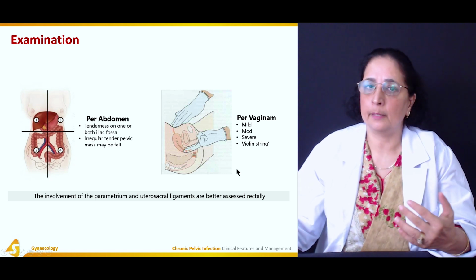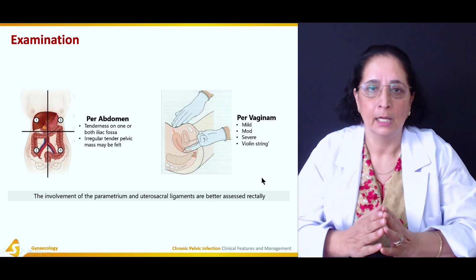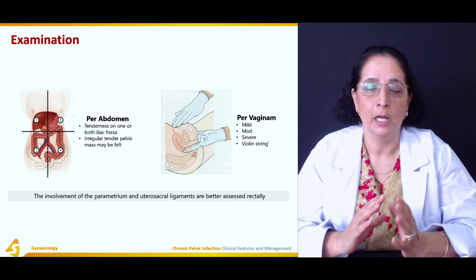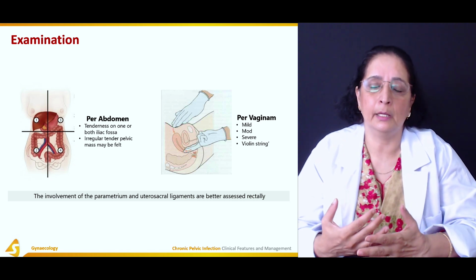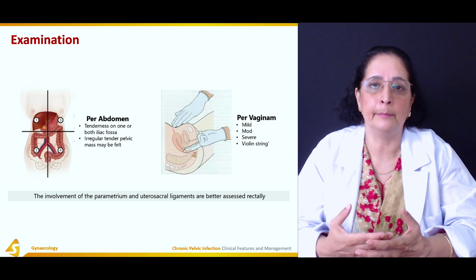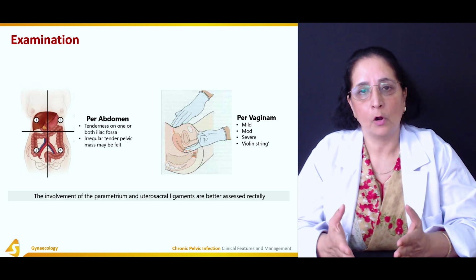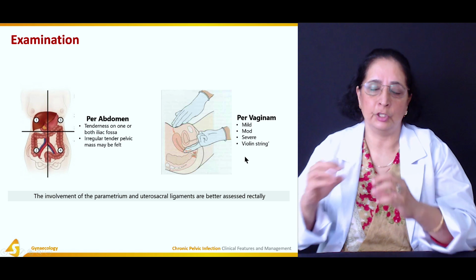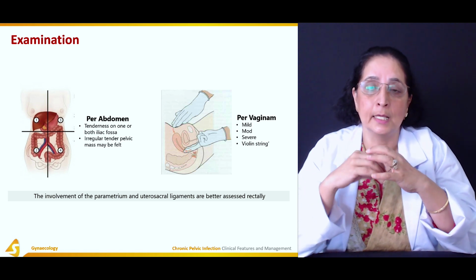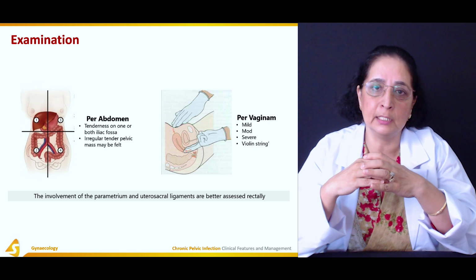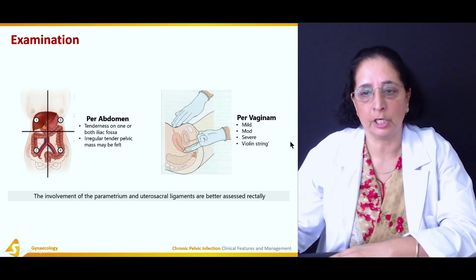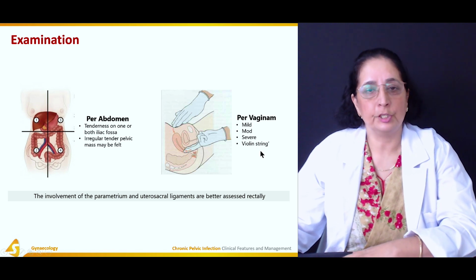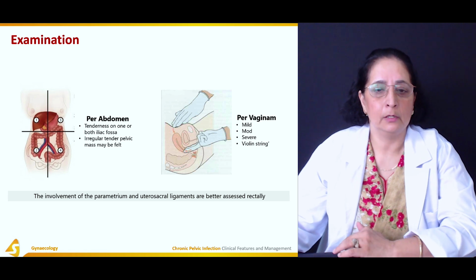On per vaginum examination, some patients complain of mild pain or discomfort, some moderate or severe. There are sometimes violin string formations. These strings or bands lead to adhesions, very common in chlamydia infection and in gonorrhea infection. So these are common in infections caused by chlamydia and gonorrhea.